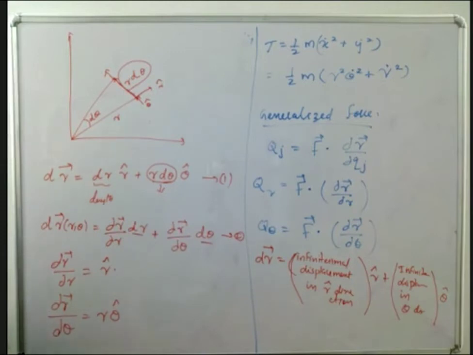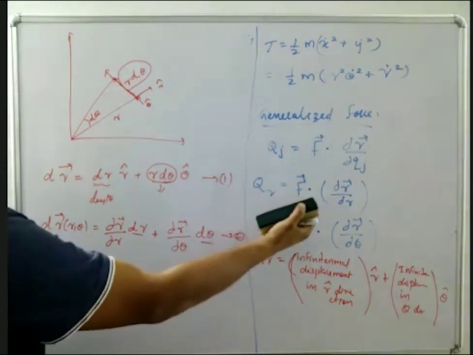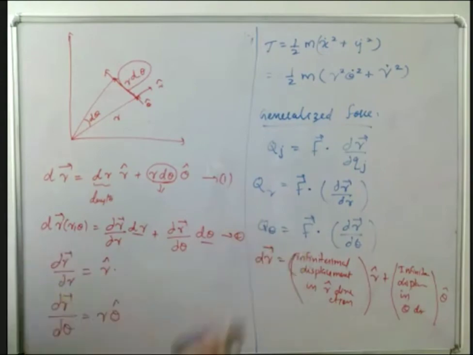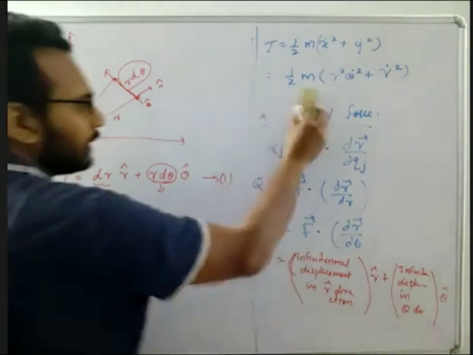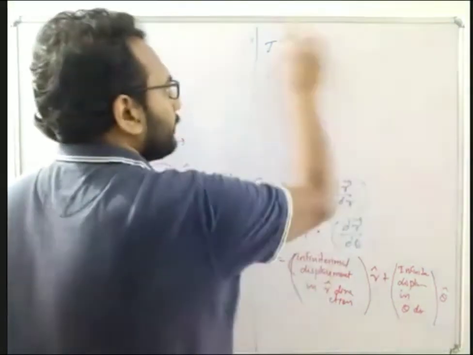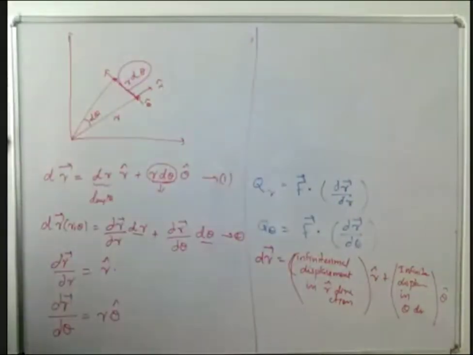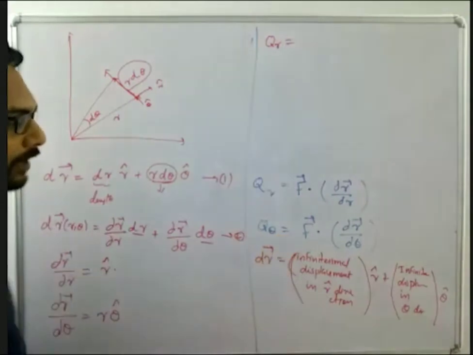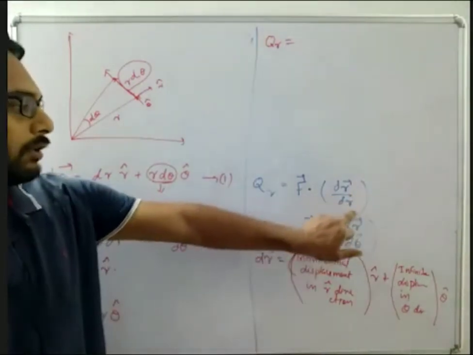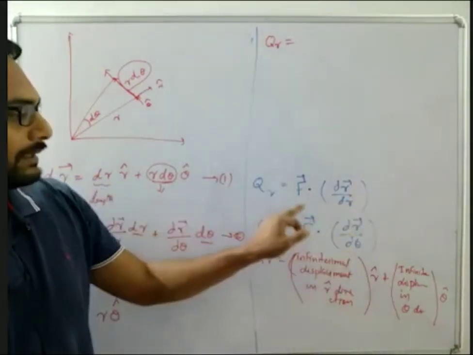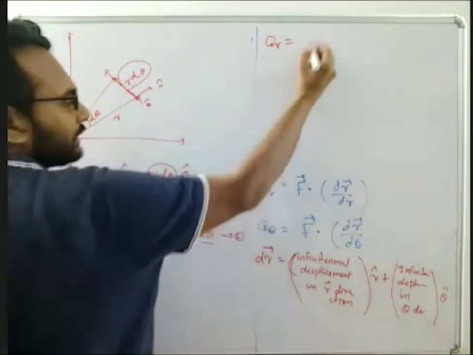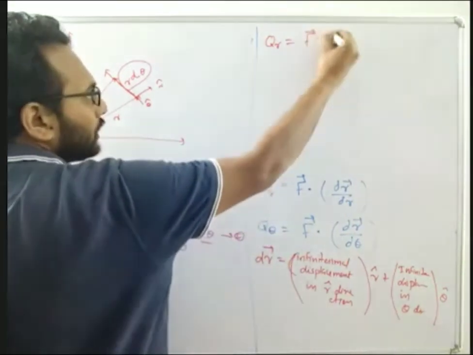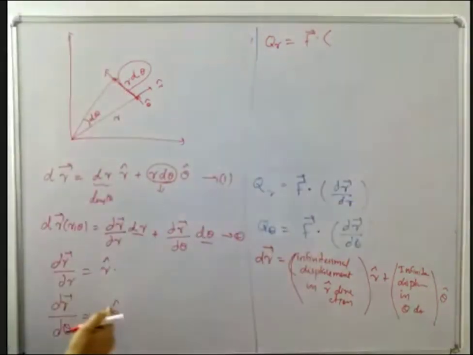Now we want to find the generalized forces. You have all you need. QR is equal to f dot dou r vector by dou r. So I'm continuing here. What we have found so far is dou r vector by dou r and dou r vector by dou theta. Now just take the scalar out. QR is equal to f vector dot dou r vector by dou r, which was r cap.